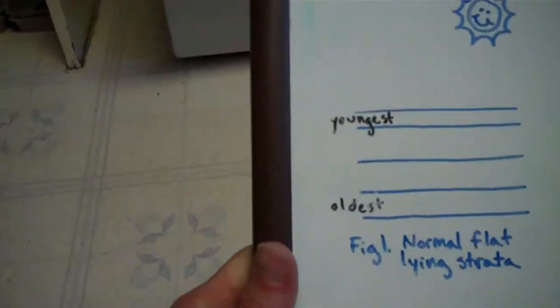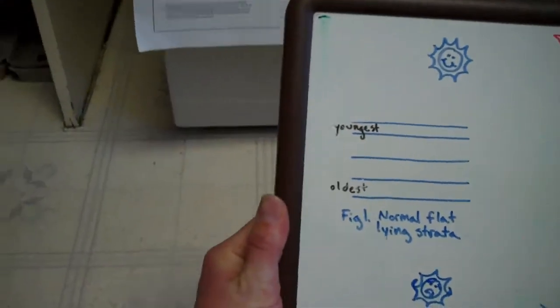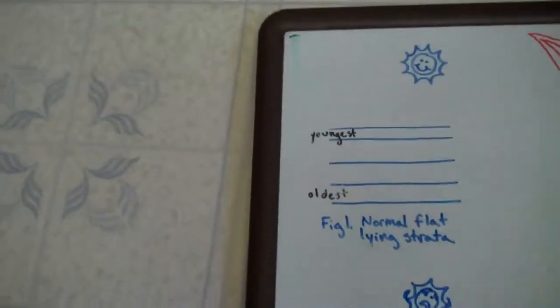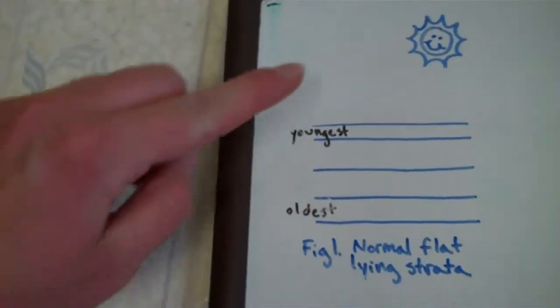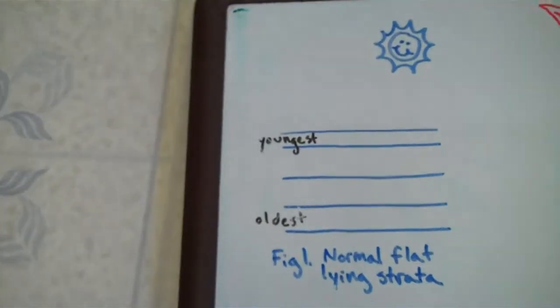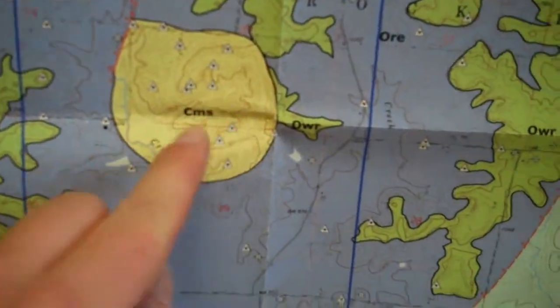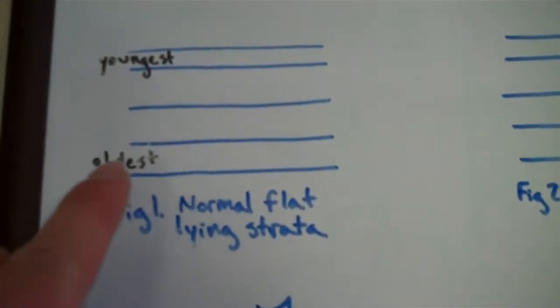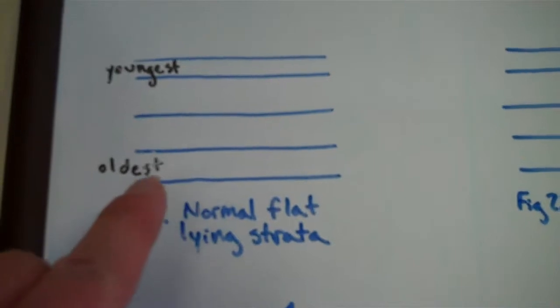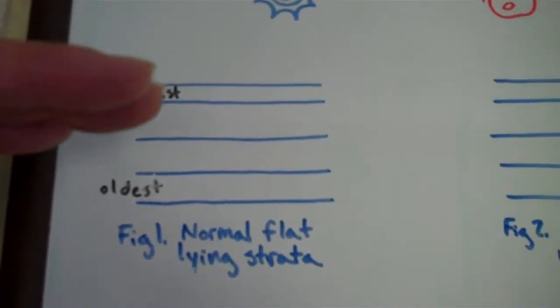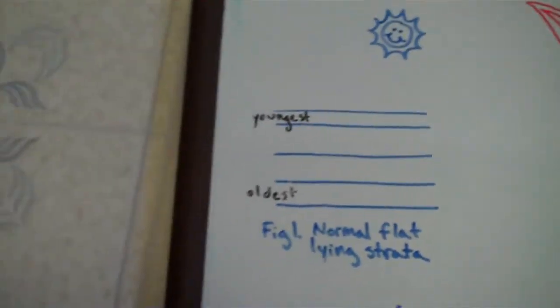Okay, so once upon a time, in the Ordovician sometime, there was actually this happy sun. See, happy, happy. And anyway, the oldest unit is this yellow stuff right here. So this is normal flat line strata. The law of superposition says that the oldest unit is on the bottom and the youngest unit is on the top. So that's normal, right? And then we go to figure 2.